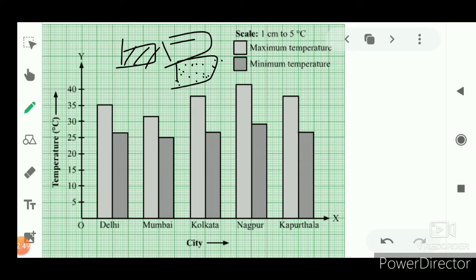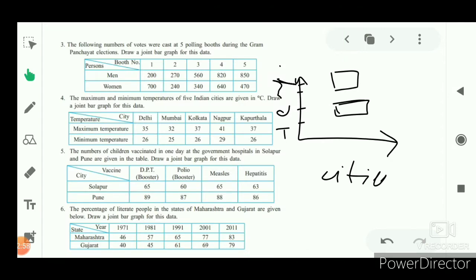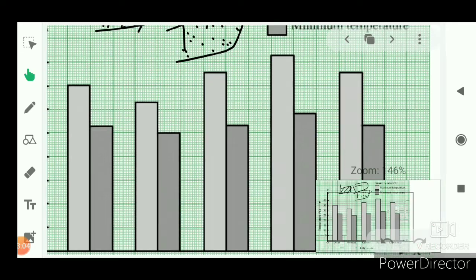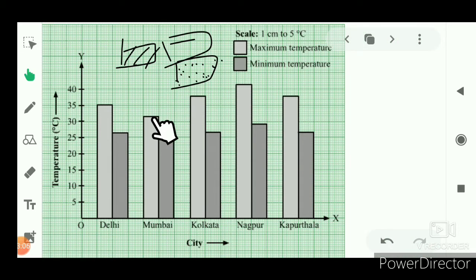So for Delhi the maximum temperature was 35 and minimum temperature was 26. For Mumbai the maximum temperature was 32 and minimum temperature was 25. Likewise we can make the entries for the other cities.